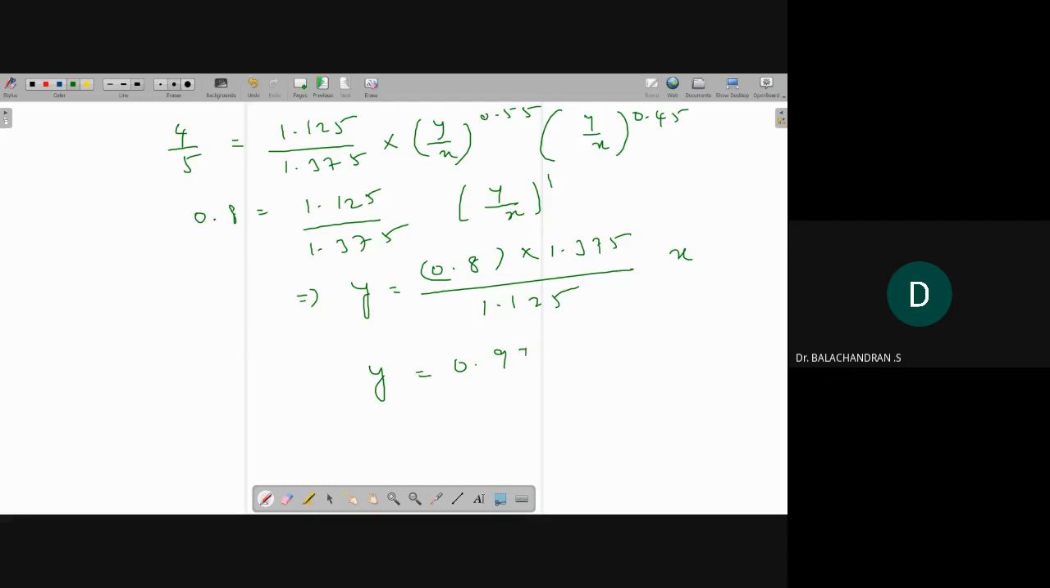0.977, I'll put 7. Okay. Now, once you get the value of y in terms of x, you can substitute the value of y in the equation 40x plus 50y. Substitute here and get the value of x. x is 5625.